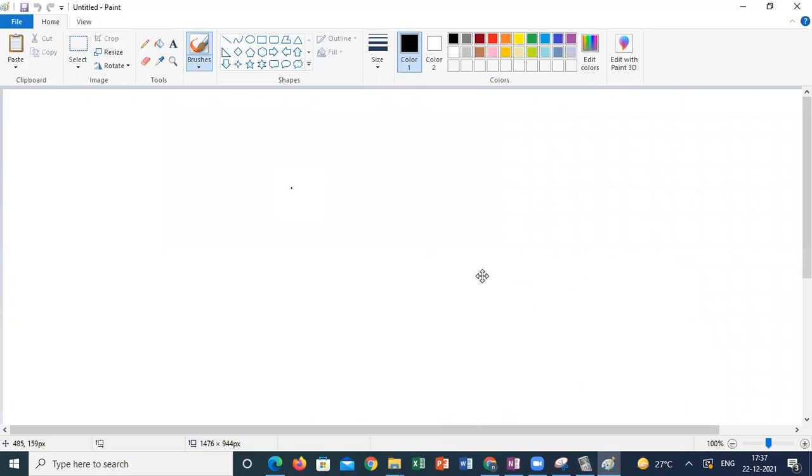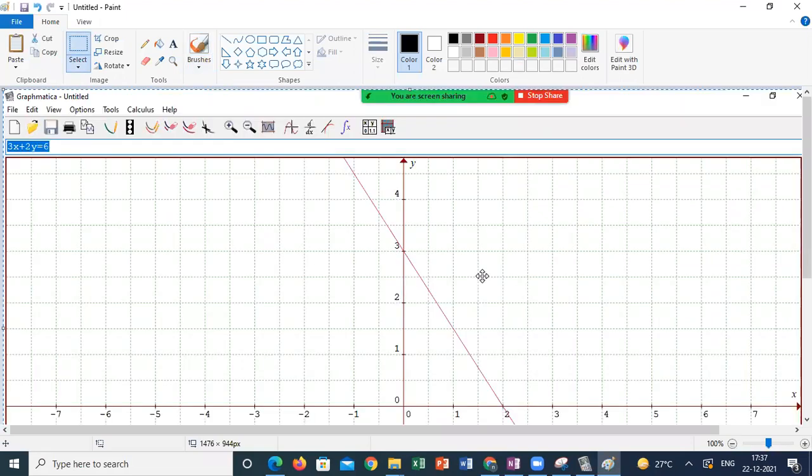I got the graph like this. What is the meaning of this? Suppose I take any point on this graph. You can get infinite points here. Suppose I take 0, 3 here, and one more point, this is 1.5, 1. So 1.5, 1, and I take one more point, 2, 0. Like that, I can take n number of points.